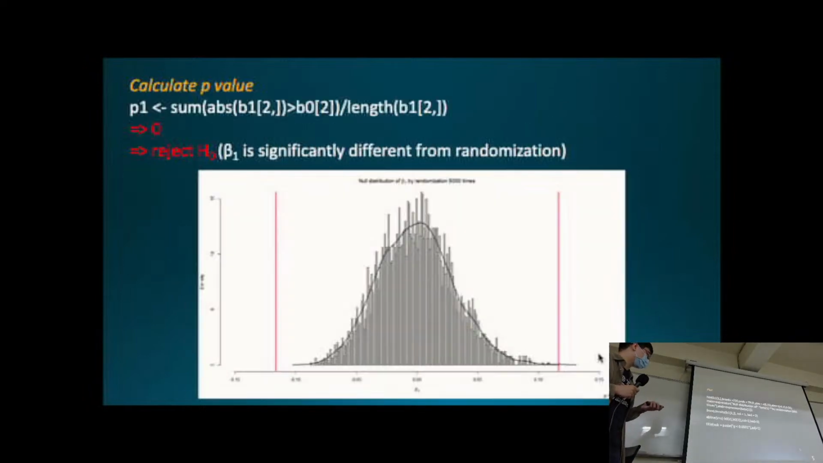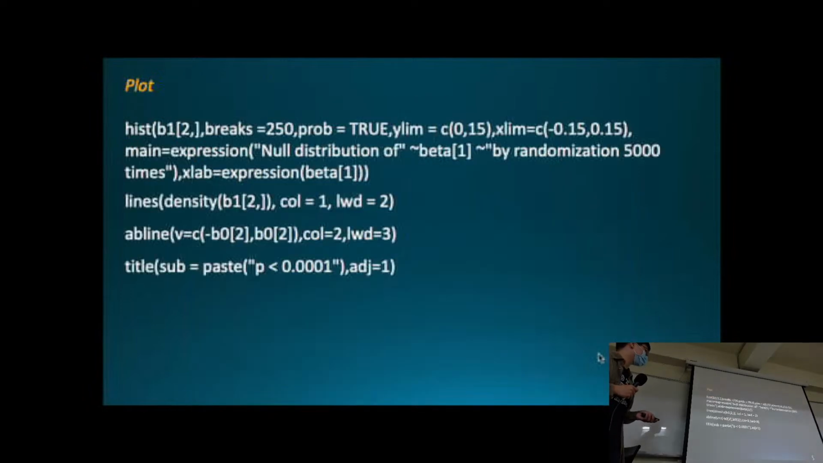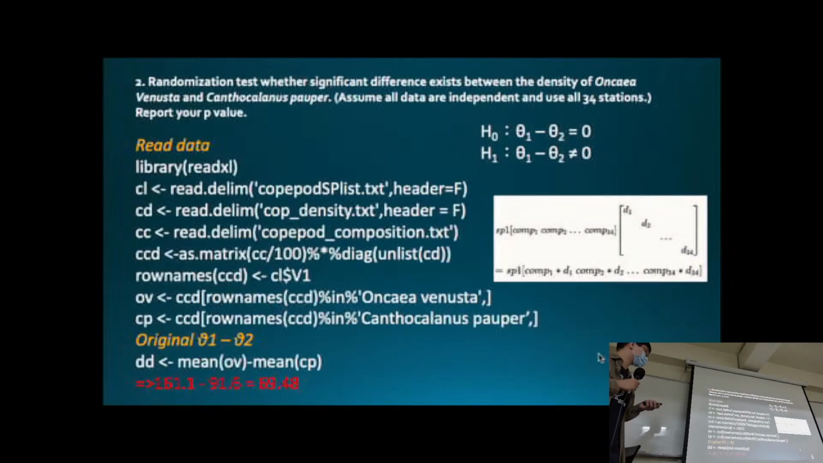And here's the plot. The line is the original data in two-tail. And here's the plot code.